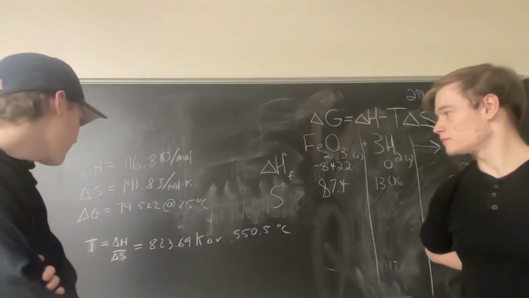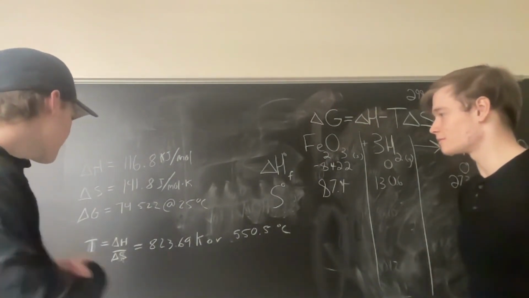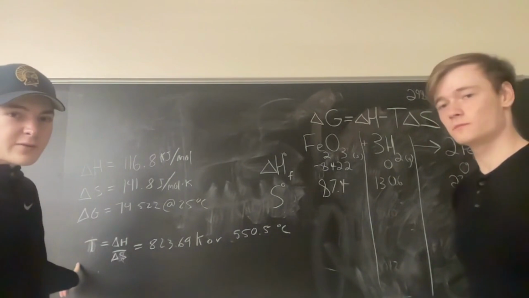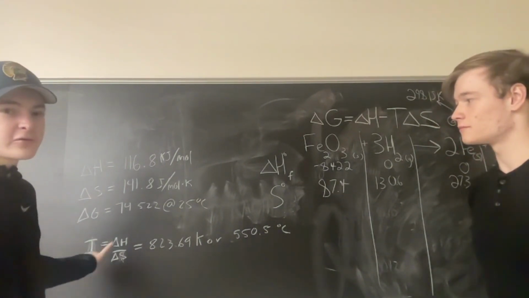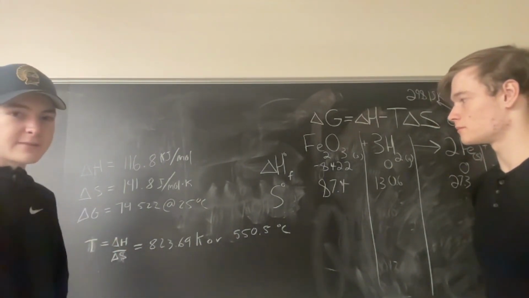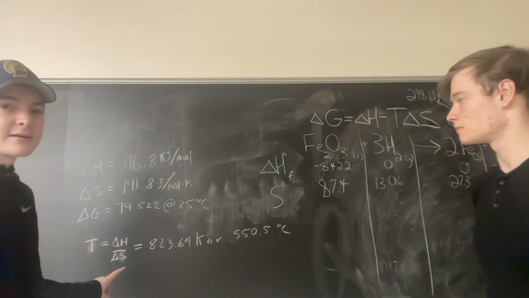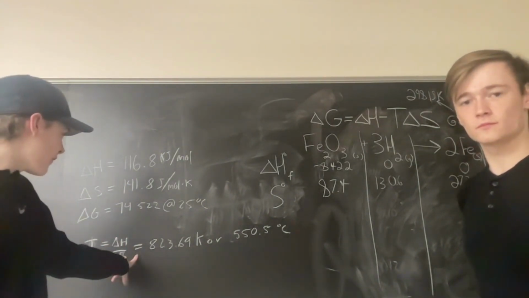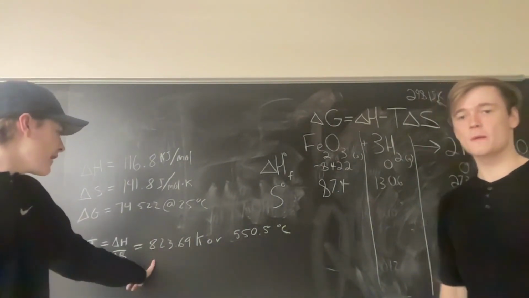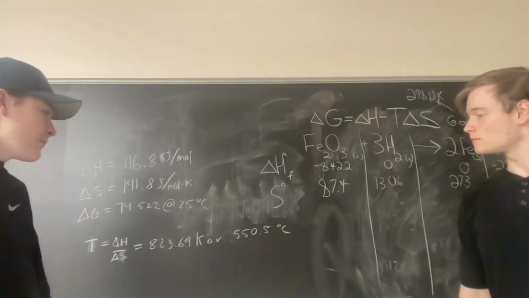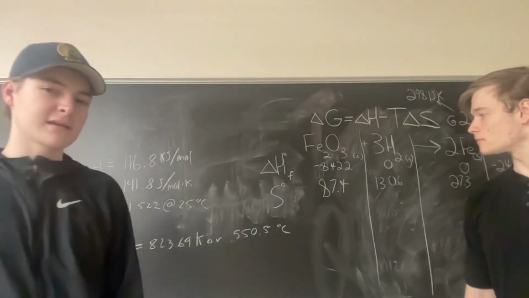As you can see, we solved this equation. If you do a little bit of algebra, you can find out that T equals delta H over delta S when delta G is 0. And if you solve this for our values up here, you will get 823.69 Kelvin, which is 550.5 degrees Celsius.